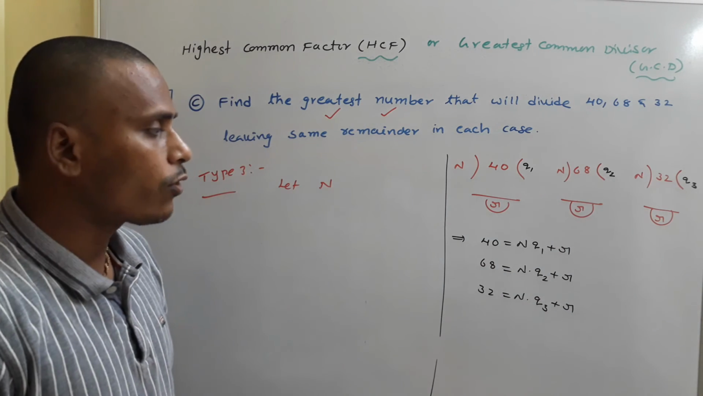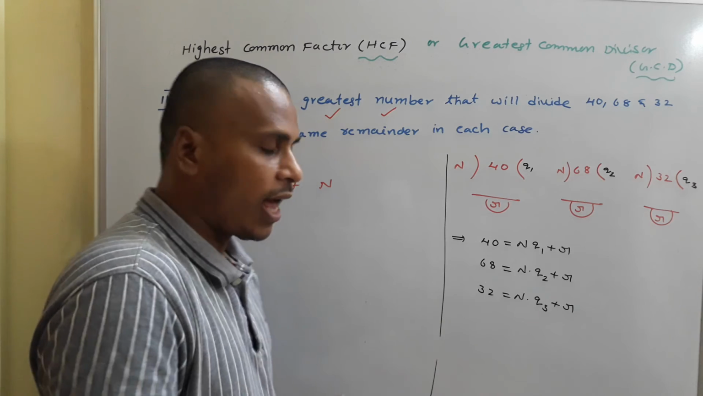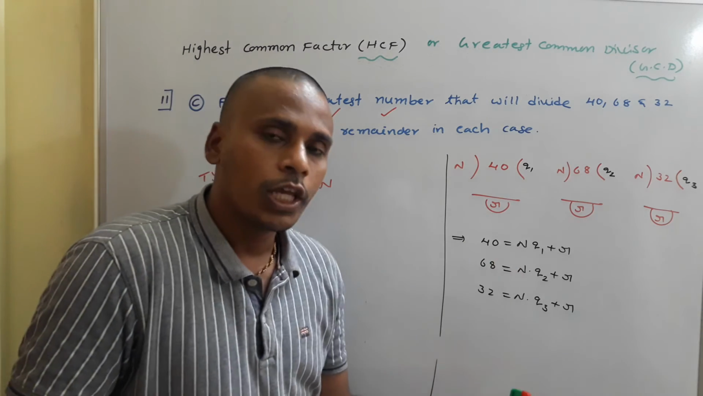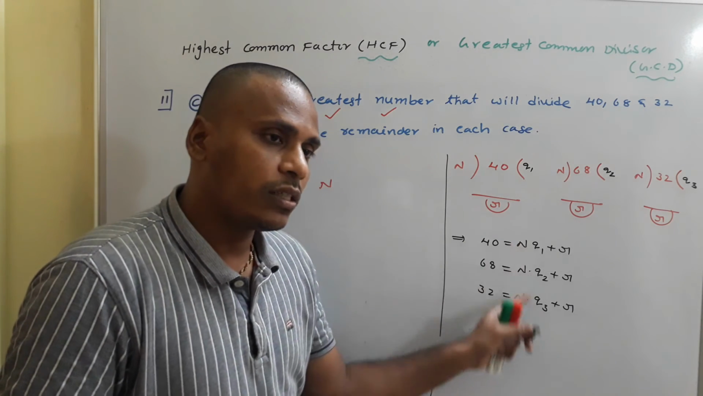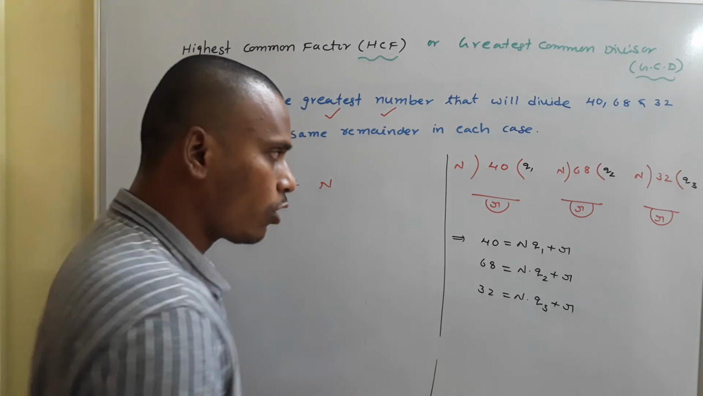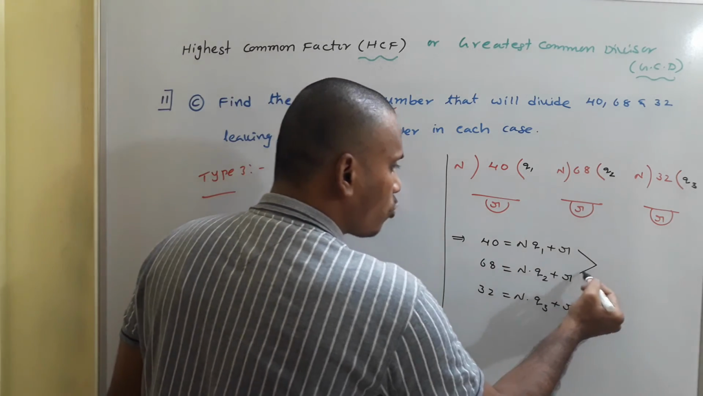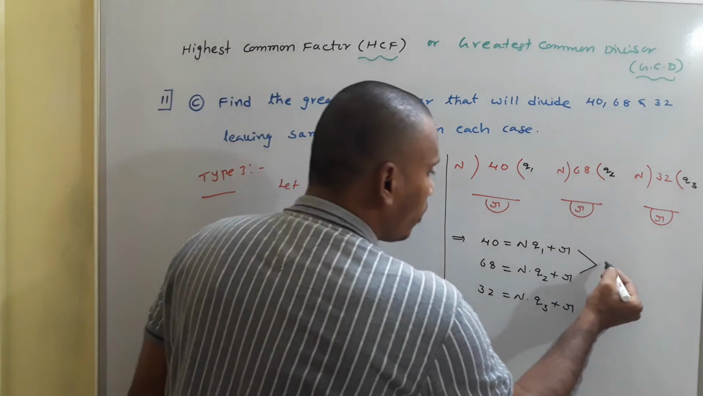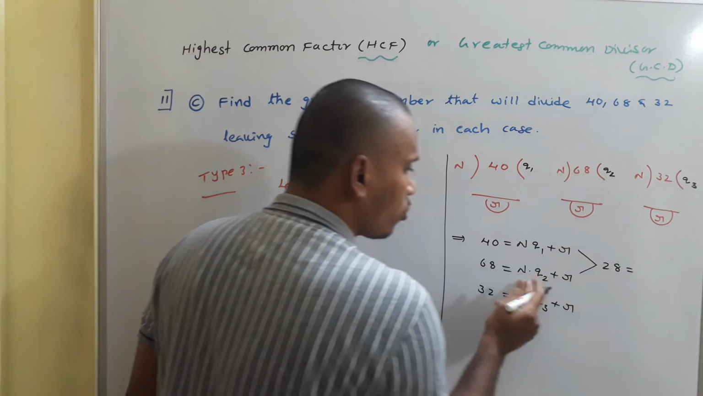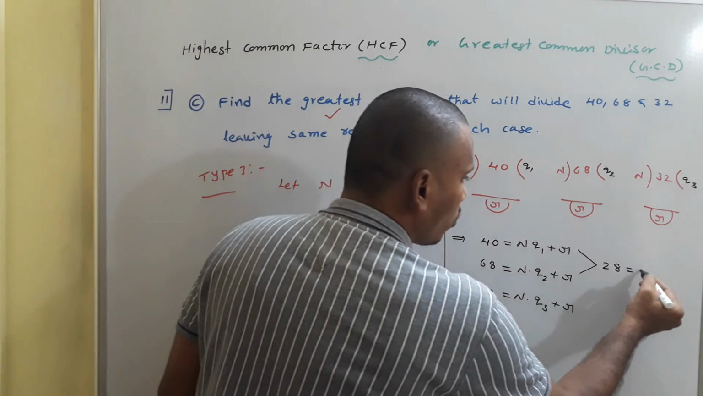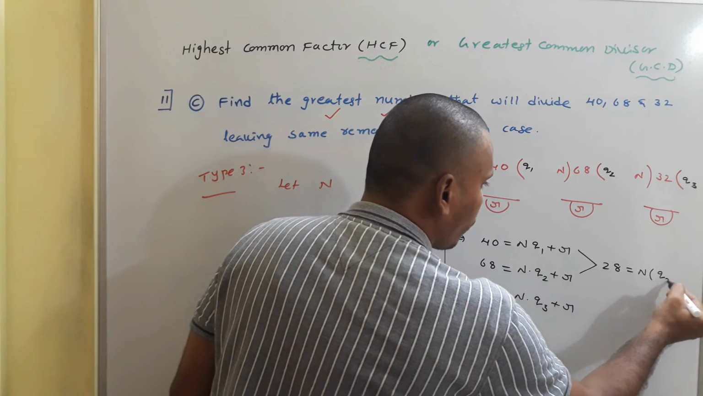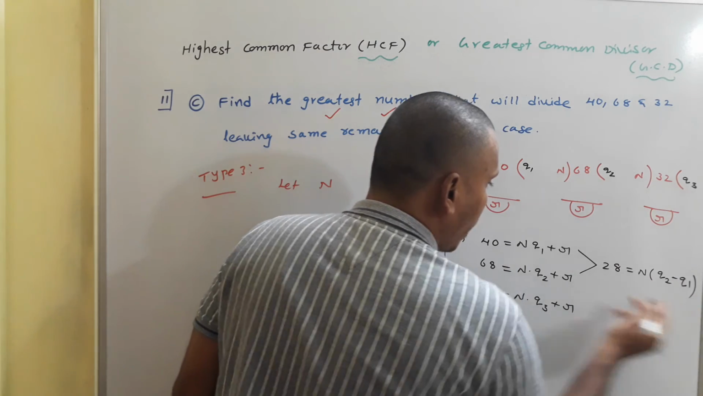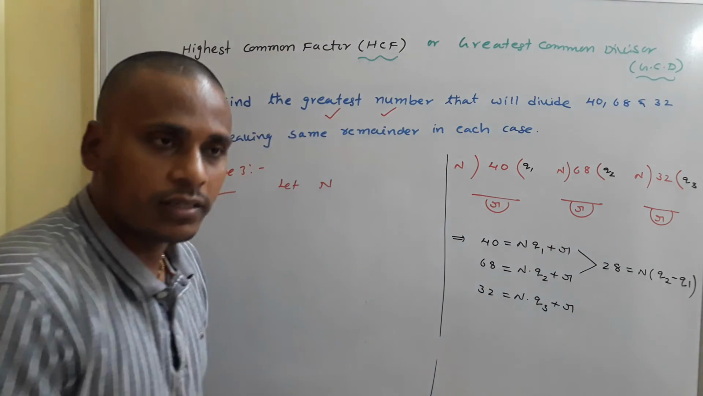Now what I have to do is, you just do subtraction. I have three different equations here. You just subtract 2 from 1, 3 from 2, 3 from 1, like that. See, if you subtract these two, 68 minus 40 is 28, equal to n into q2 minus q1, and r minus r is 0, the remainder gets cancelled, right?